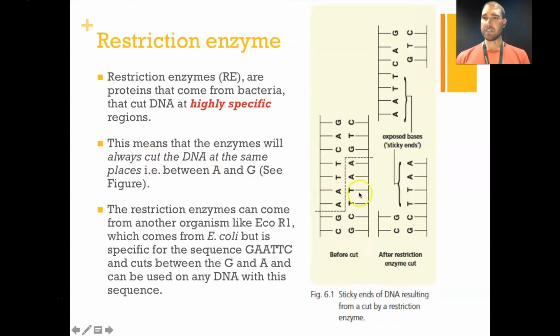So this is EcoR1. This is one of the first restriction enzymes you learn about. It cuts the DNA at GAATTC. So here we can see a GAATTC. The restriction enzyme comes along and it cuts the DNA at that sequence. It's called EcoR1 because it comes from E. coli, Escherichia coli, the bacteria.